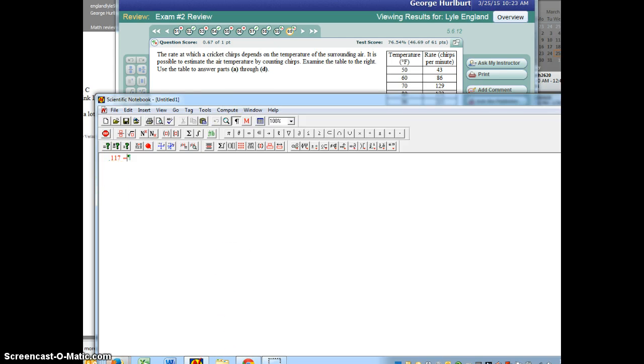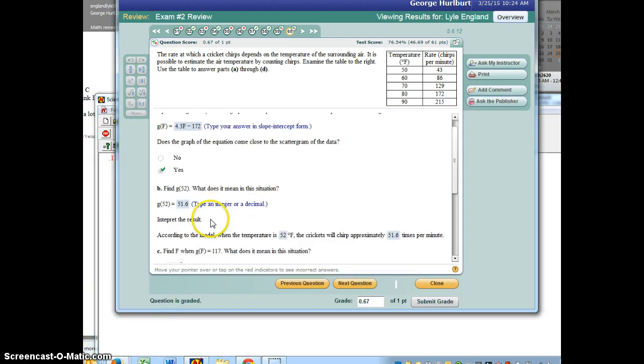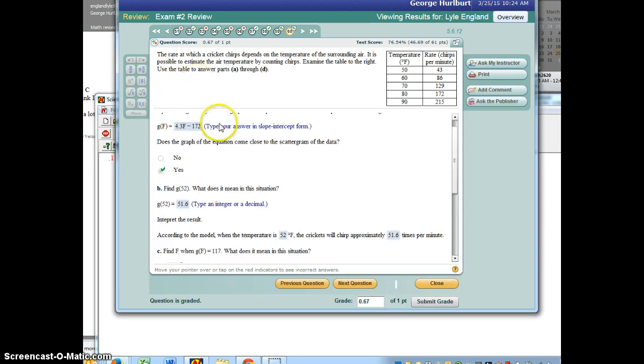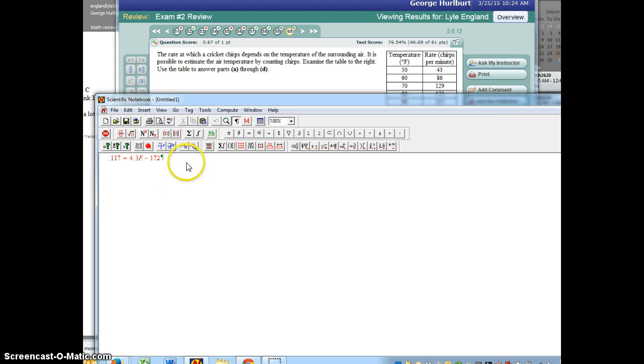So 117 equals, I gotta go back and look at what the function was, I forgot already, 4.3f minus 172. My guess would be that you took the 117 and plugged it in for the f number. That would be the most common mistake. Alright, so I'm just going to cheat. You would add the 172, then divide by the 4.3.